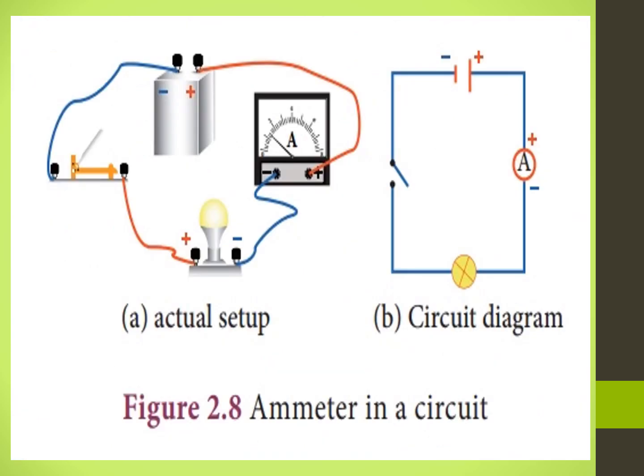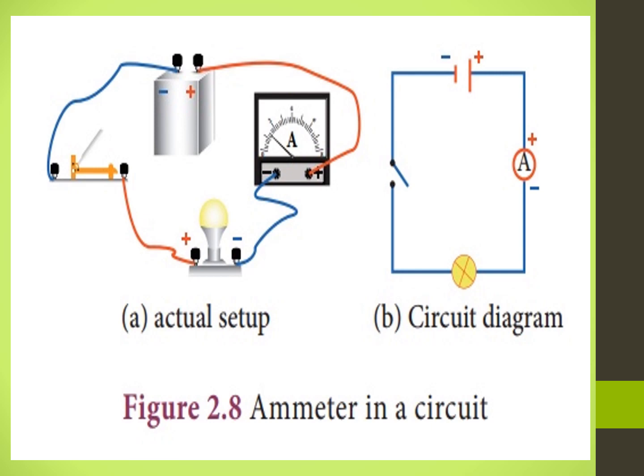Measurement of electric current. How do you measure the current? Current is the rate at which charges flow past a point on a circuit. That is, if Q is a quantity of charge passing through the cross section of wire in time T, the quantity of current is I.